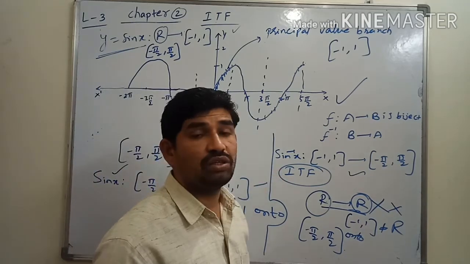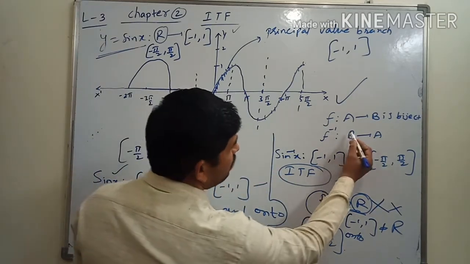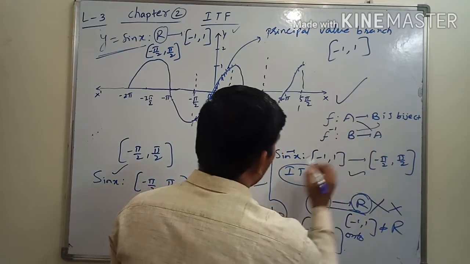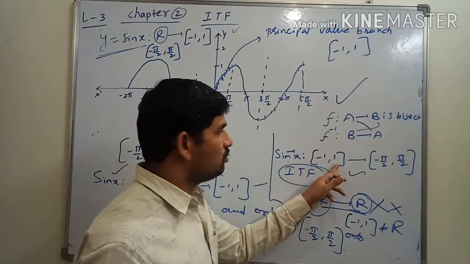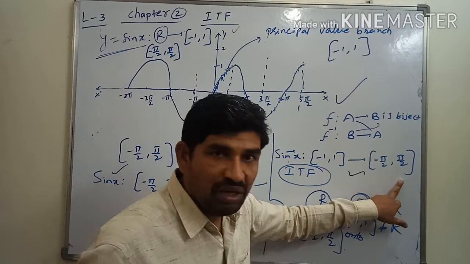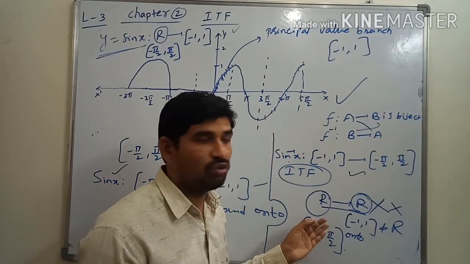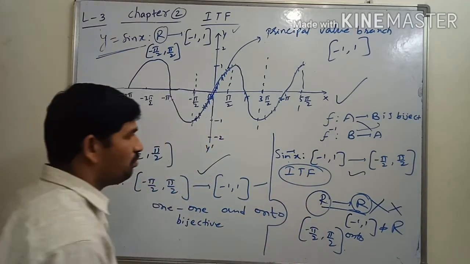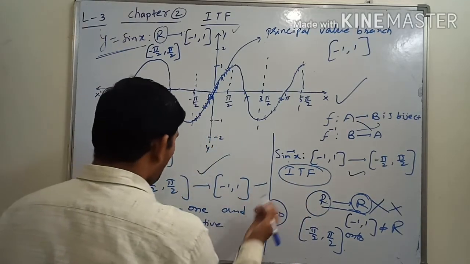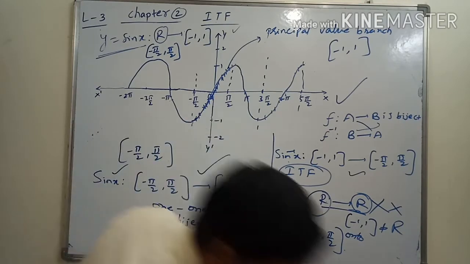If the function is bijective, the inverse exists, and we can just swap the places like this. We have sine inverse, from -1 to 1 to -π/2 to π/2. So this is the inverse trigonometric function concept. Now we have completed one part.